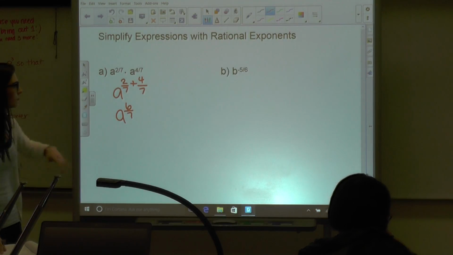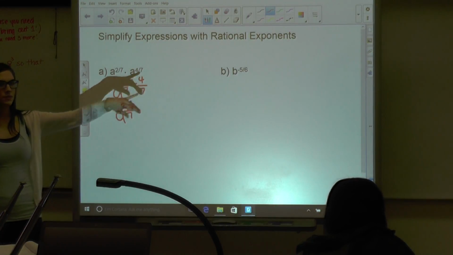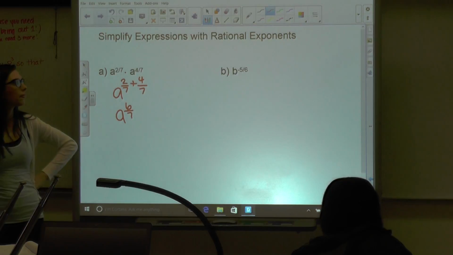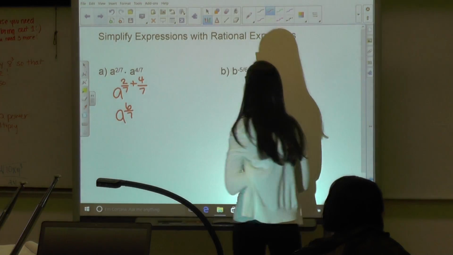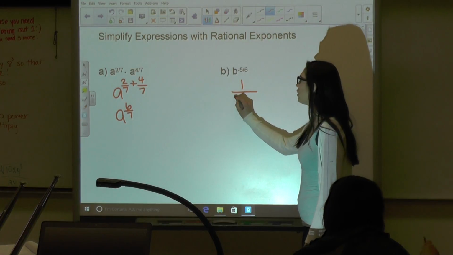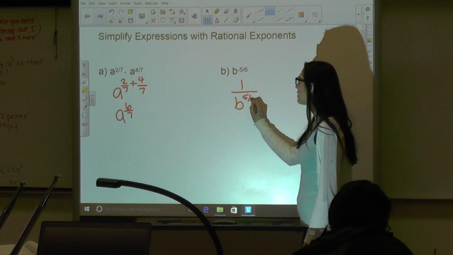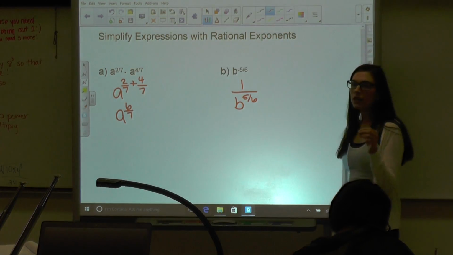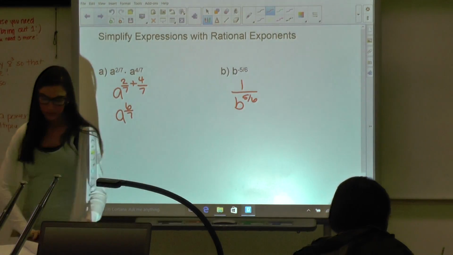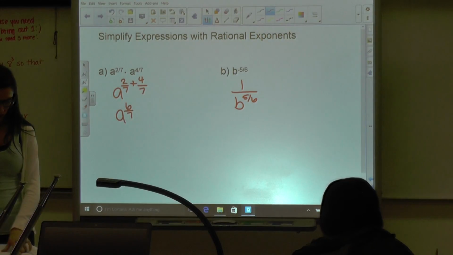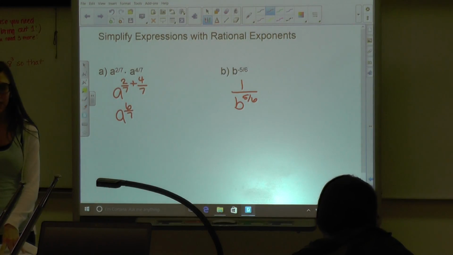Alright. For this one, what's the problem that you see? The b is negative. What do you do when you have a negative? Bring it to the bottom. So 1 over b to the power 5/6. What is the problem with this? The rule that said, do you have anything on the denominator? It has no exponents that are not positive integers in the denominator.